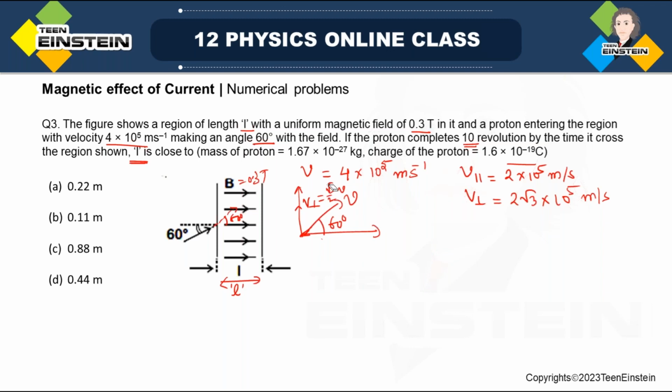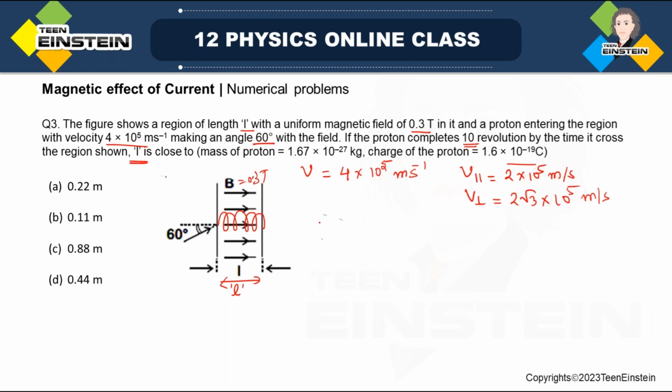In this case, one thing I'll make you remember: the perpendicular component will be responsible for circular motion, and V parallel will drag the particle in the forward direction, in the direction of B. So what will happen? The perpendicular component of the velocity will try to make a circular motion, but the parallel component will drag it in the forward direction. So we'll actually get a helical path for this, as I have drawn here. You will get a helical path for the proton.